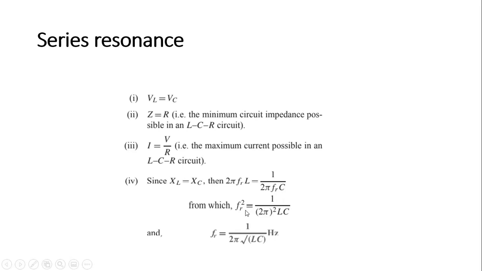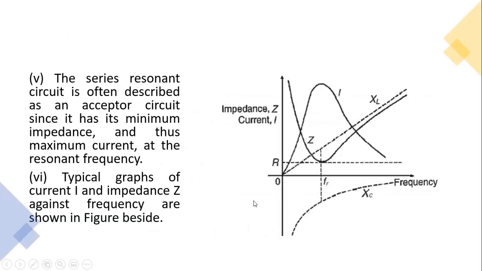From which FR squared, because when you cross multiply and you are looking for FR, FR squared is 1 over 4 pi squared LC. So when you do your calculation and find the square root, you should get FR equal to 1 over 2 pi square root of LC. So this is the frequency at resonance.